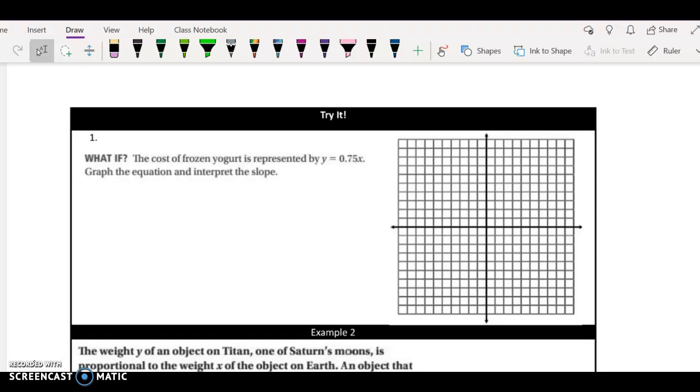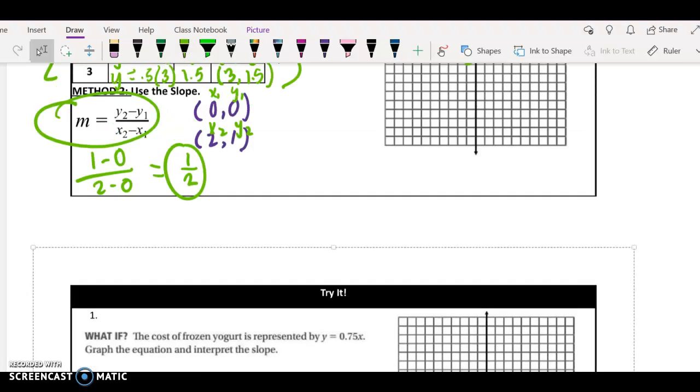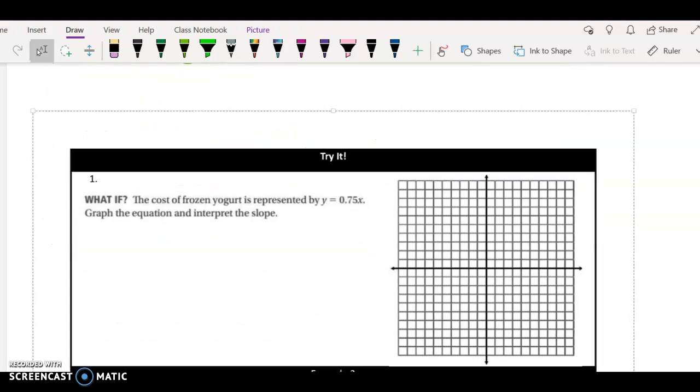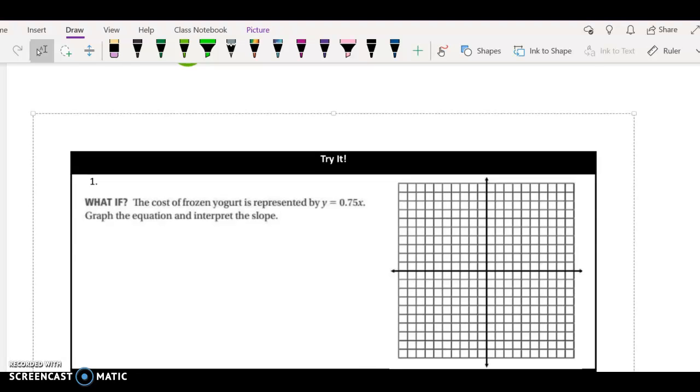I want you to try it, and when you try it, I want you to make a table on your own so that way you can find your points, and then I want you to graph it, and then I also want you to do method 2.